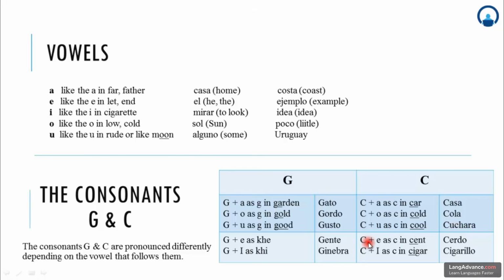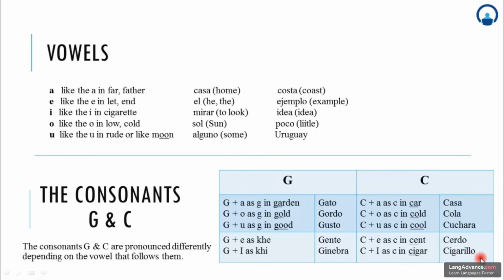If the letter C is followed by E, it is pronounced as se. For example, cerdo. C, if followed by I, is pronounced as si. For example, cigarillo. This is not pronounced with a hard L, because the double L is pronounced as ye. So this gives the pronunciation cigarillo, that means cigarette.